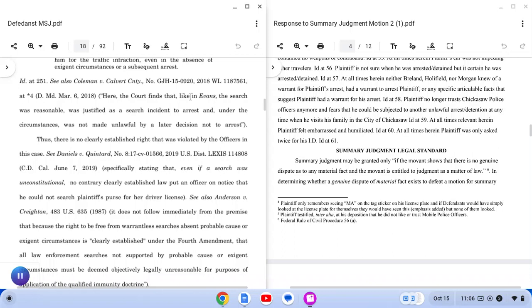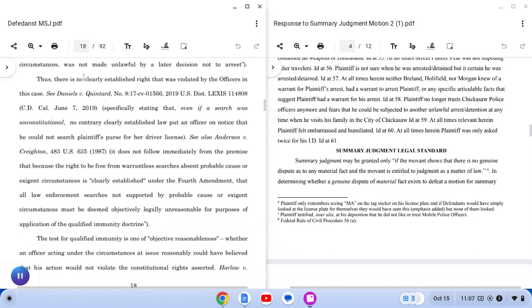Here, the court finds that, like in Evans, the search was reasonable, was justified as a search incident to arrest, and under the circumstances was not made unlawful by a later decision not to arrest. There is no clearly established right that was violated by the officers in this case, specifically stating that even if a search was unconstitutional, no contrary clearly established law put an officer on notice that he could not search plaintiff's purse for her driver's license.